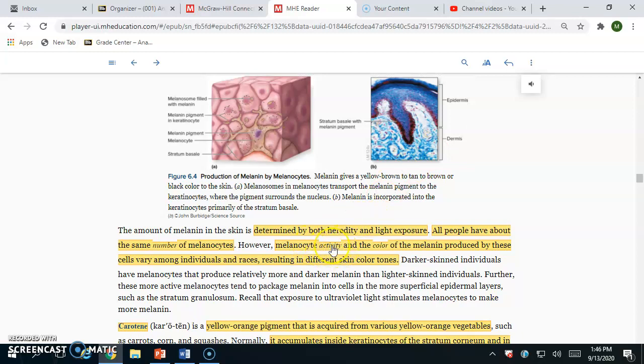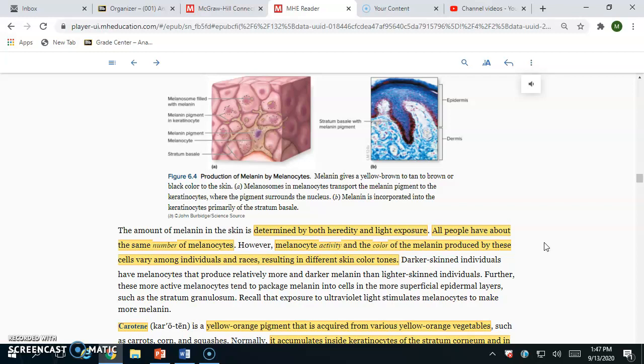If they produce a lot of melanin, they're really active. If they don't produce a lot of melanin, they're not so active. And then the color of that melanin. Remember, it could be brown, black, yellow, tan, so various colors. So that's what determines our skin tone. But everybody has the same number of melanocytes. That's not different. It's just based on what those melanocytes do as far as how much melanin they produce and what color that melanin is. And again, that's primarily influenced by heredity and light exposure.